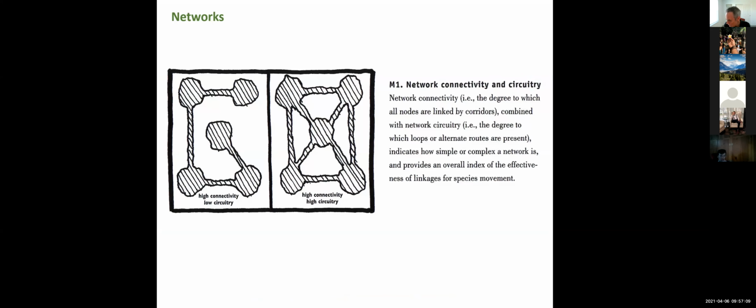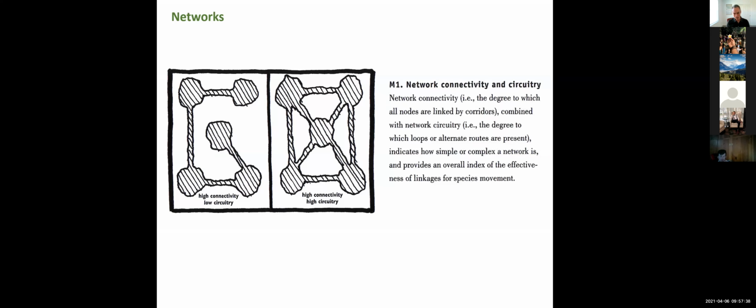So if we view this diagrammatically, both of these options have high connectivity technically. Although the one on the right would be far preferable to the one on the left from a conservation point of view, because it has a high level of what's known as circuitry. So circuitry refers to the presence of a multitude of routes available to travel through the network. It's a mosaic pattern that's highly correlated with population persistence and stability.